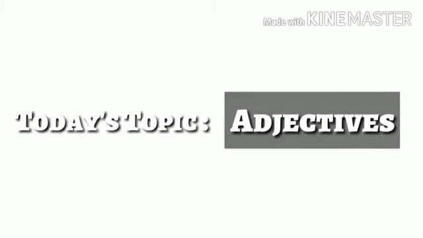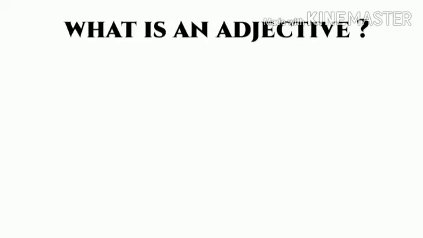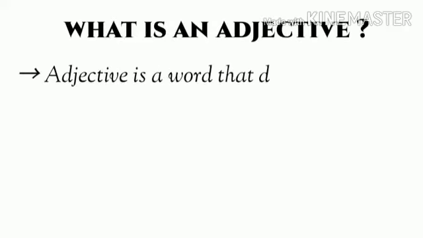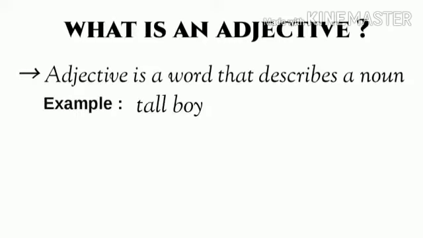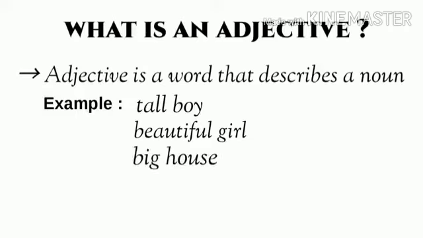Now today we are going to learn how to use an adjective in a phrase or in a sentence. Today we are particularly going to focus on phrase. As we move on, we will also look at sentences. So what is an adjective? Adjective is a word that describes a noun. Okay? Like tall boy, beautiful girl, big house, etc.